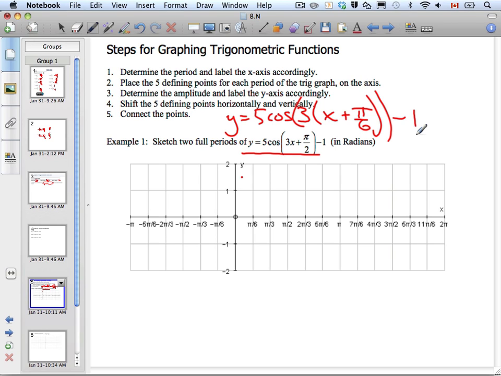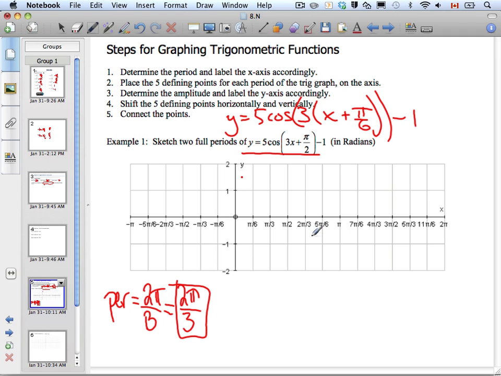So, I have to find the period. Now, my period comes from my b value. It's 2 pi divided by b. This is for sine and cosine. If it's tangent, then this is pi. So here, my b value is 3. So my period is 2 pi over 3.